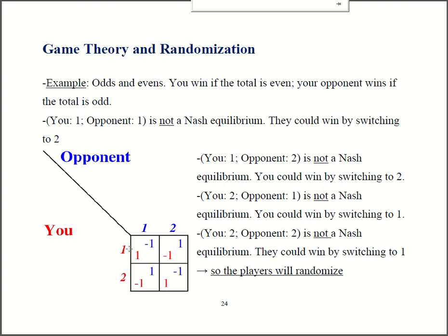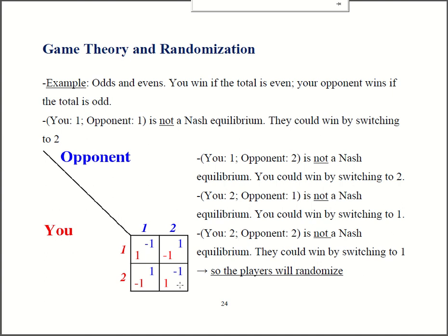So let's look at the outcome over here. What if you're playing 1 and they're playing 2? So we're going to be over here. 1 + 2 is 3. The opponent wins if it's an odd number, so you're getting -1, they're getting +1. This is also not a Nash equilibrium. That's because if they're playing 2, you could also switch to playing 2, and now you're down here. 2 + 2 is 4, so in that case you'd win. You'd want to change your strategy if this happened. So this outcome is also not stable.